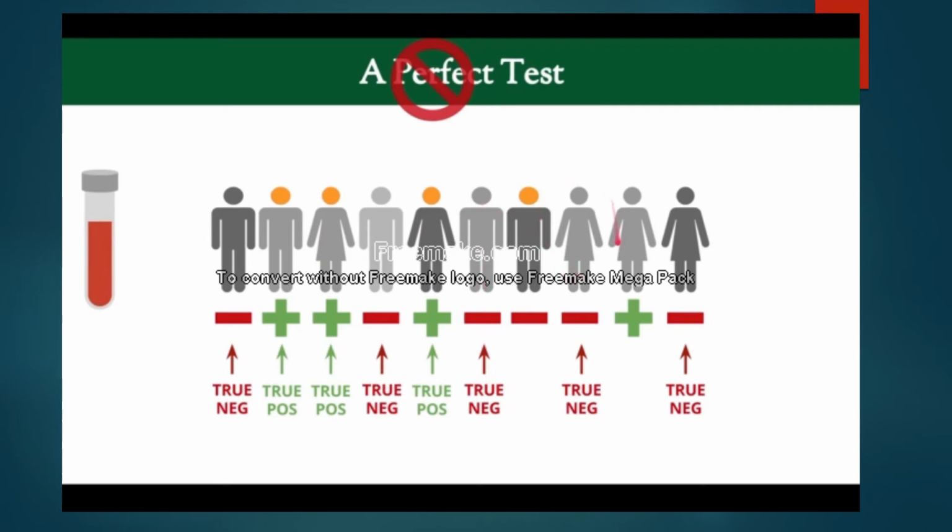But that leaves these two cases here, these two mistakes, as you might say, and these are false. So this is negative, but it's falsely so, right? Because the patient has a disease. And this test was positive, but it's falsely so because this patient does not have the disease.